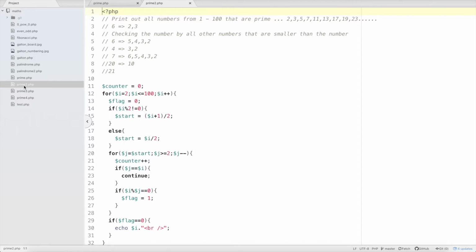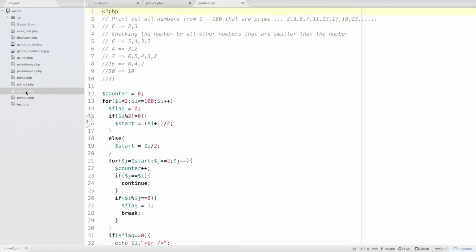But in case of, let's say, 37, we can start checking from 18 or 19 and move till 1, and none of the numbers from 19 to 1 divides 37, so 37 should be a prime number. So we reduced the number of loops by half of the number.